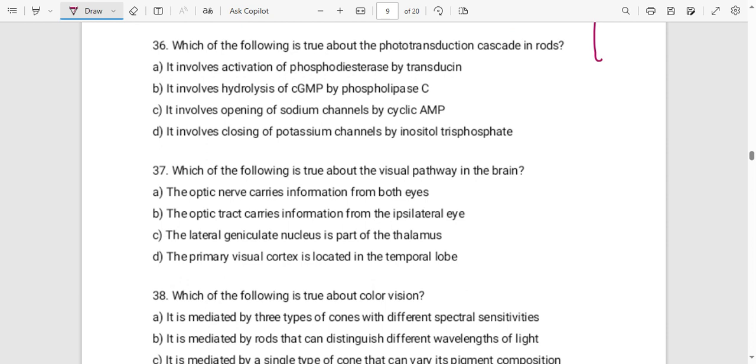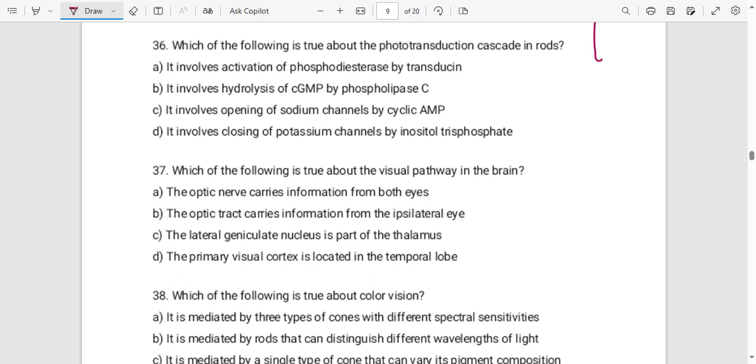Which of the following is true about phototransduction cascade? It involves the activation of phosphodiesterase by transducin, involves the hydrolysis of cGMP by phospholipase C, involves opening of sodium channels by cyclic adenosine monophosphate, or involves closing of potassium channels by inositol triphosphate. Anyone that can help with this one? It involves the activation of phosphodiesterase.